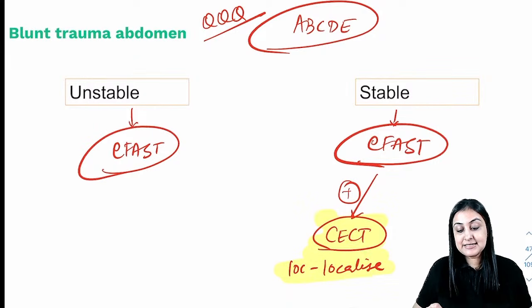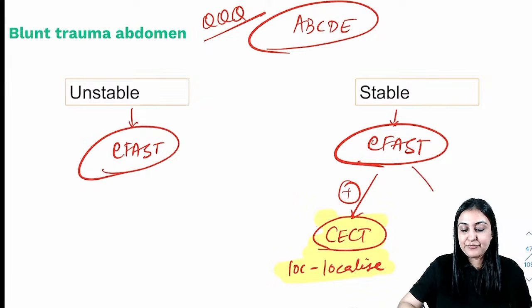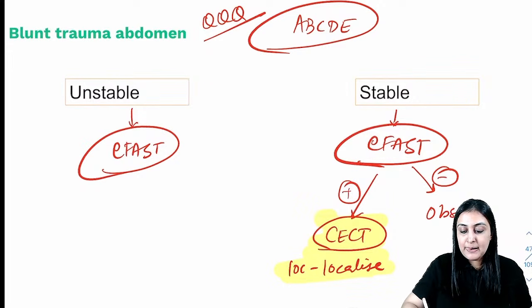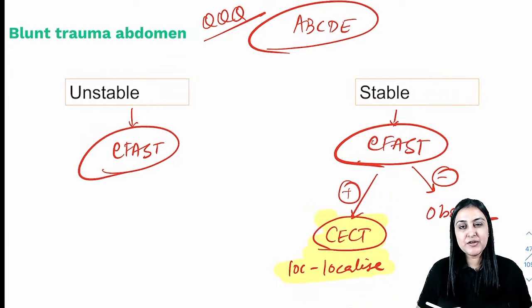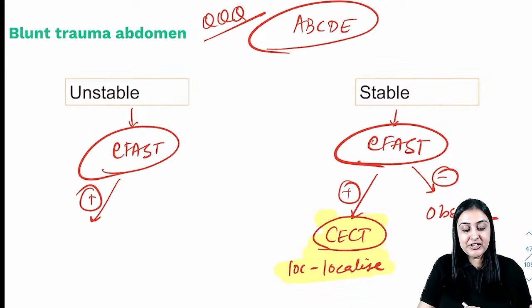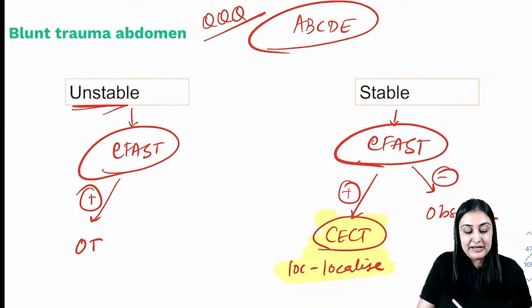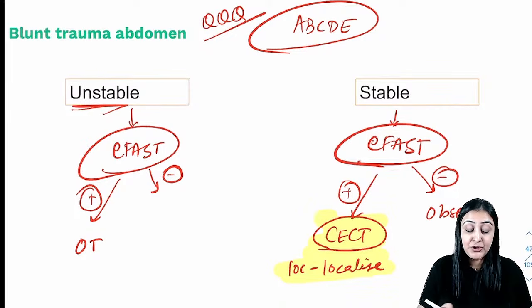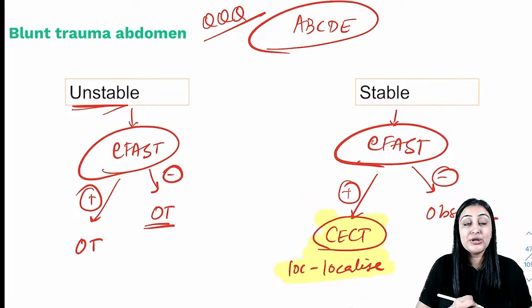Very good, CECT. On the other hand, if E FAST is negative, patient is stable, what do you want to do? We observe, right? Observe, okay, then send him home. Patient is stable, there is no fluid either. Okay. On the other hand, patient is unstable. E FAST comes out positive. Patient is unstable, not recovering. What do you want to do? Shift to OT. If E FAST, somehow rarely, might turn out to be negative, what do you want to do? Patient is dying. Shift to OT.